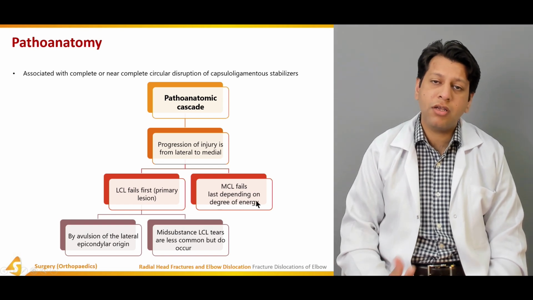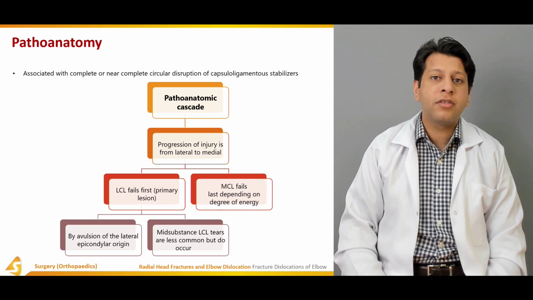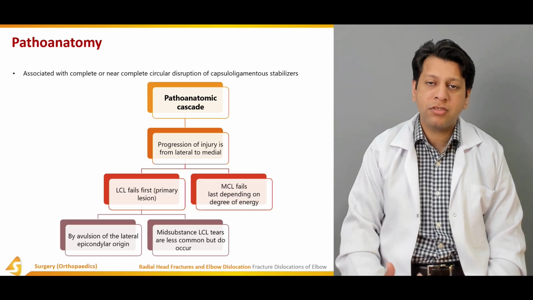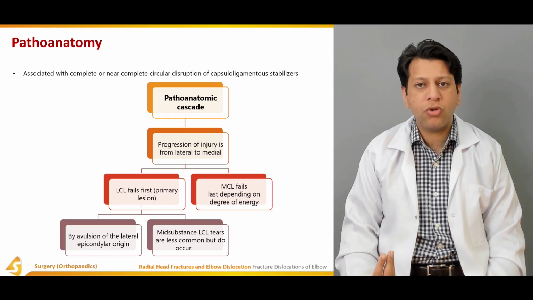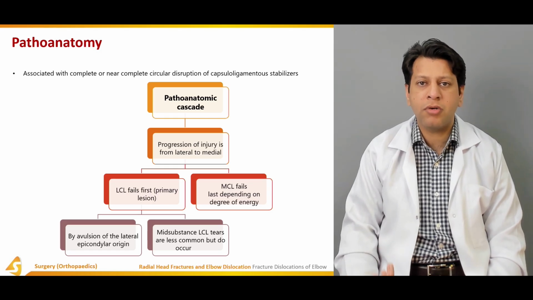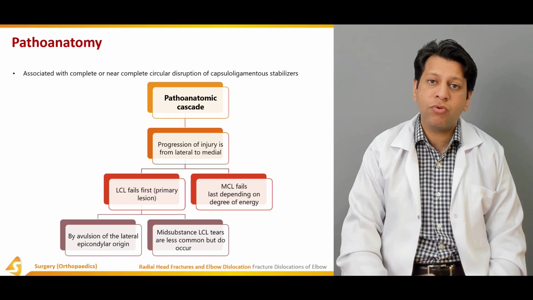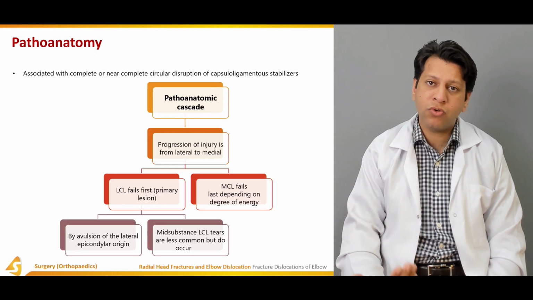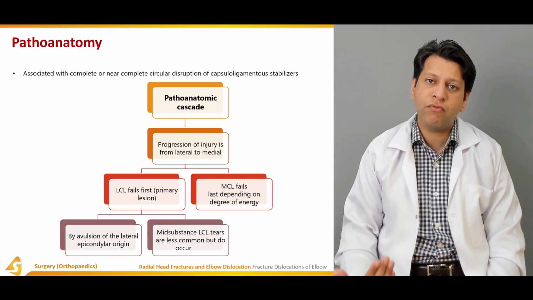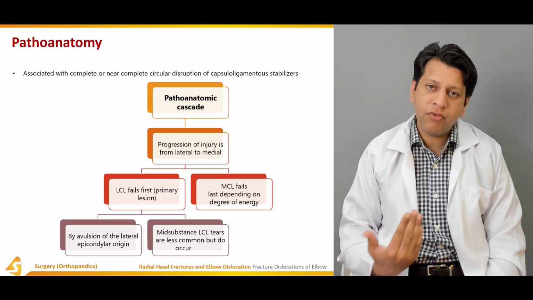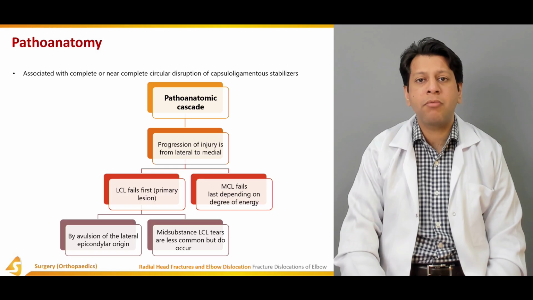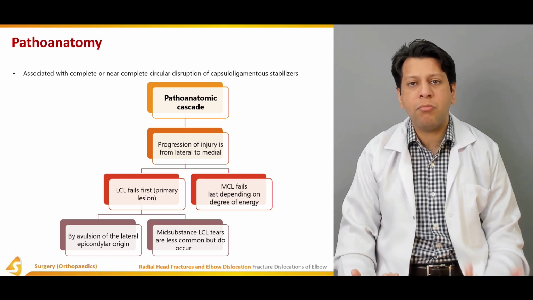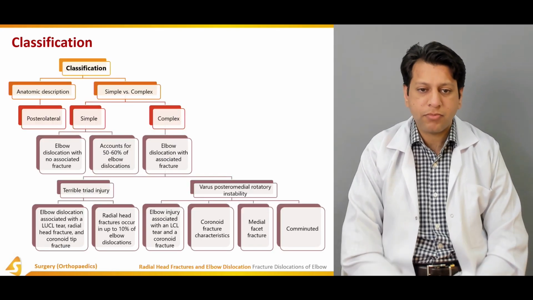Sometimes it's only a lateral collateral ligament injury and the force is not that much. Once the lateral collateral ligament gives way, this results in posterior lateral dislocation and the medial collateral ligament is spared. But sometimes the force is so much that the force acting on the lateral side of the elbow goes posteriorly and eventually towards the medial side of the elbow, not only disrupting the lateral collateral ligament but also the medial collateral ligament as well.